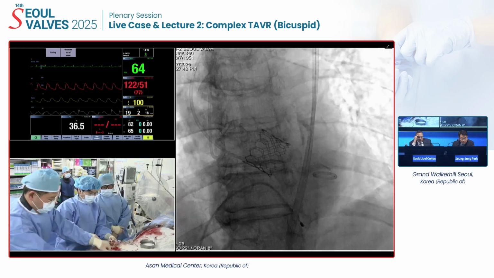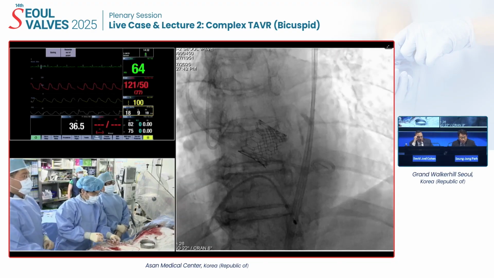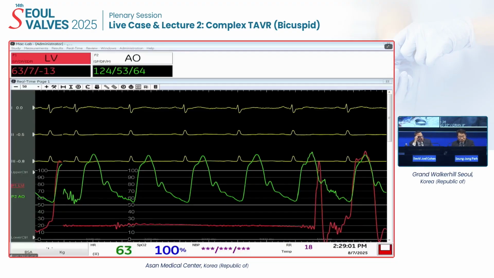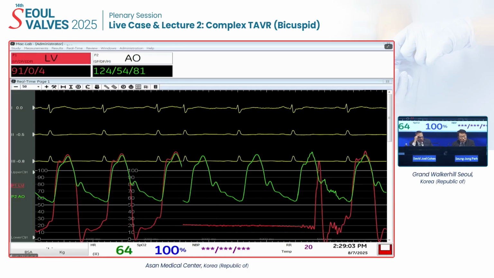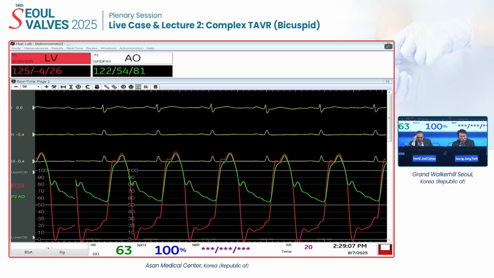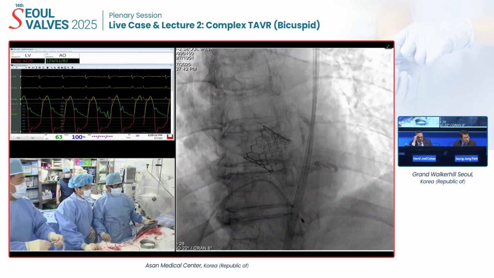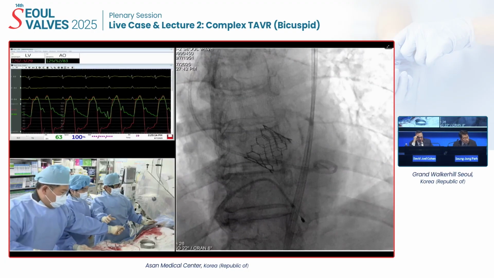We'd like to measure the pressure. We don't see LV pressure yet. There we go. Yes, LV pressure and aortic pressure look very fine. So I'd like to check the aortogram and I'd like to remove the wire. Ready?